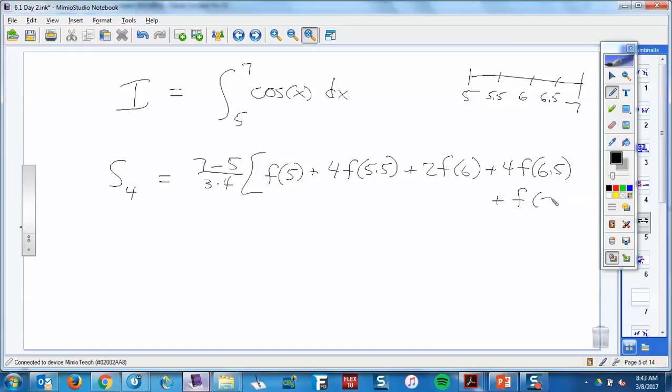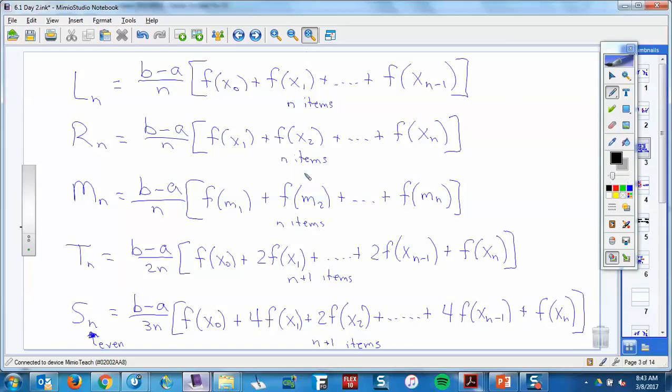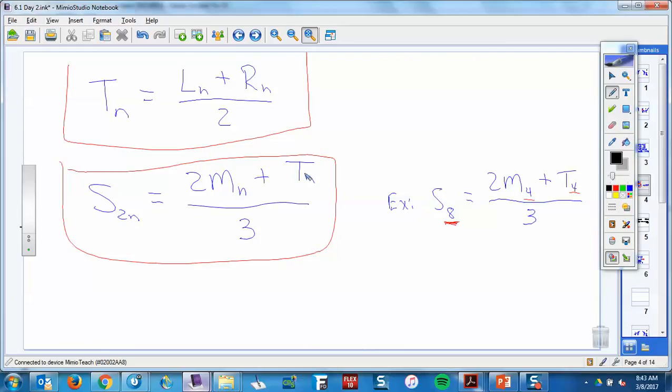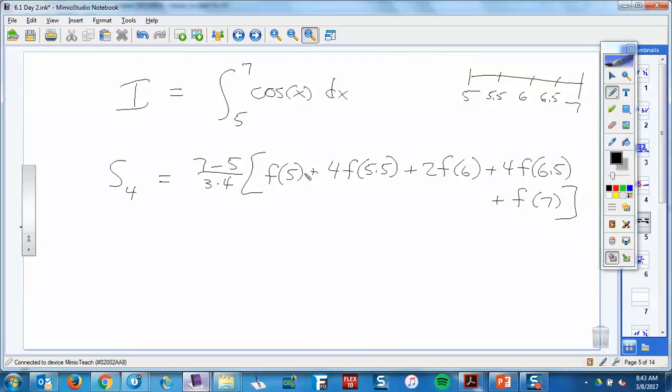Yeah, I wasn't sure. So then was the last one just f of 7? Right. So on Simpson's, it's always the first, just like trapezoid, the first and the last, there's just one. And it goes to the left and the right edge. We said there's always n plus 1 items in there. So if you're doing an S4, there should be 1, 2, 3, 4, 5 items in there. And it does that 4, 2, 4 pattern. Now you just take those and plug them into cosine and just use your calculator to do it.